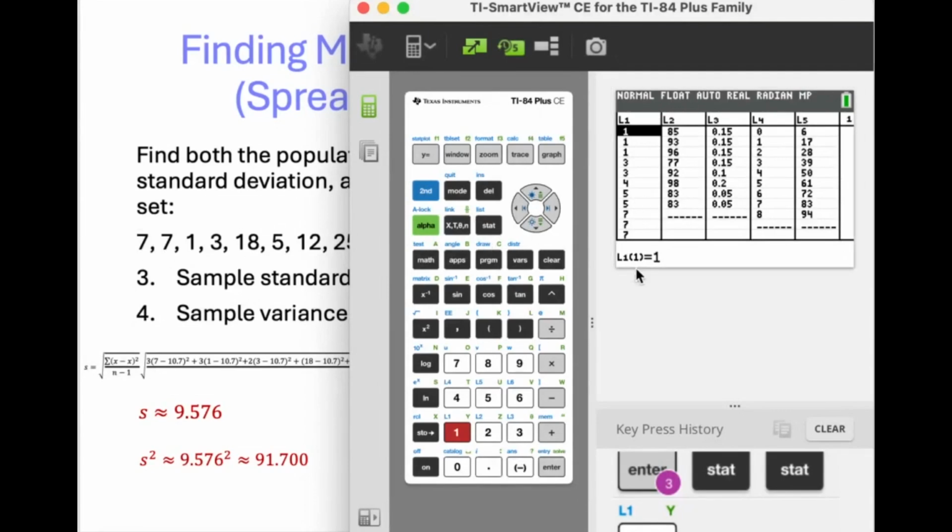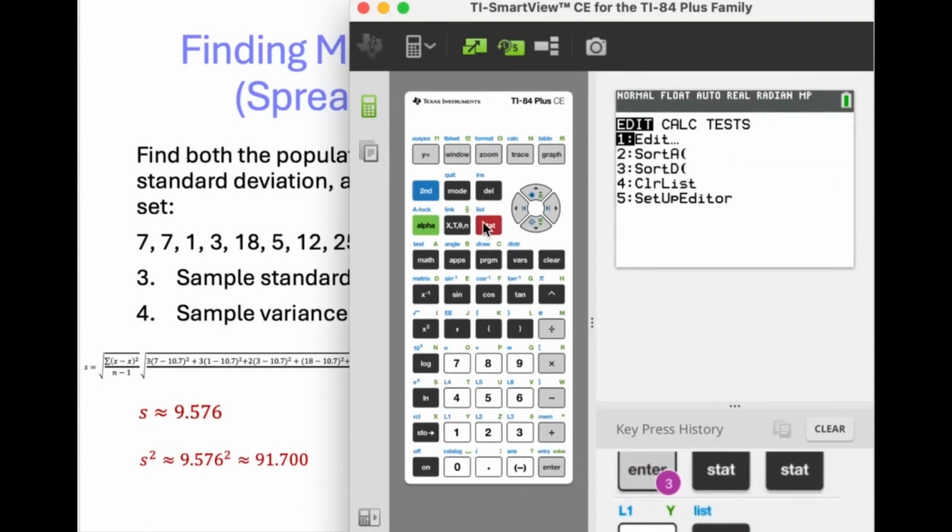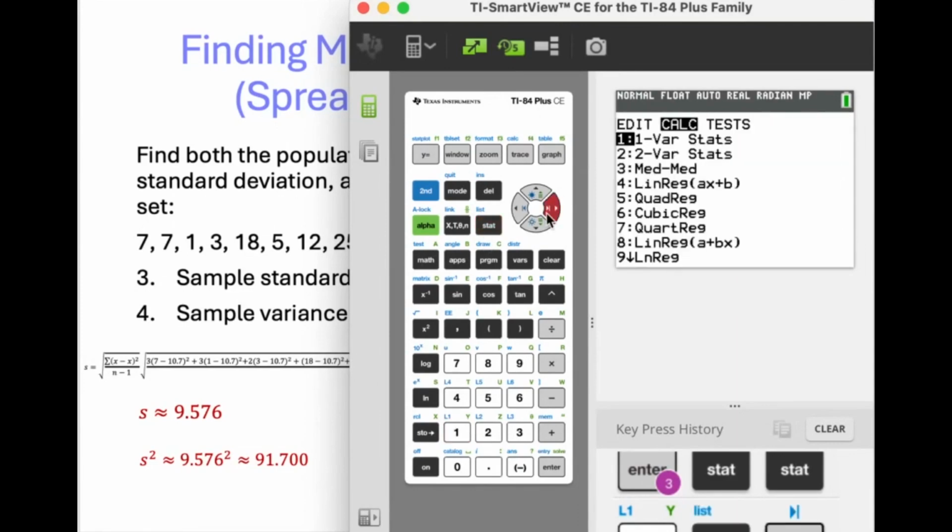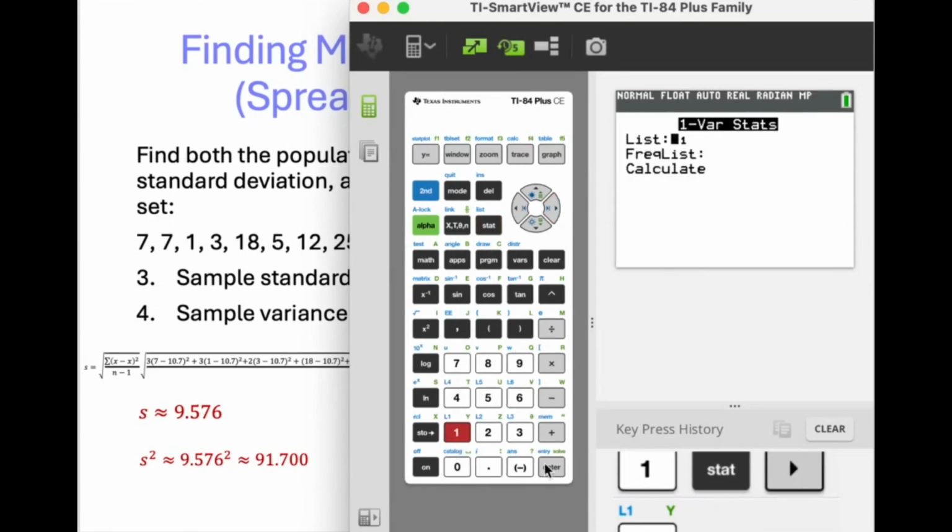Now, notice it's all in list 1. I go to Stat, and I go to Calc, 1 variable statistics, and make sure that list 1 is there. If it's not, then you have to do second 1 to get list 1, because notice it's there in blue.